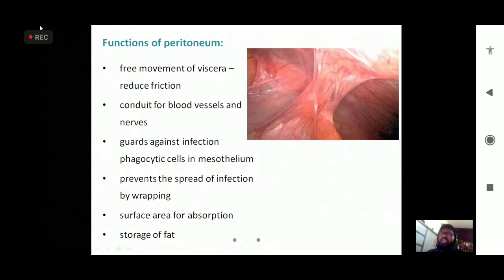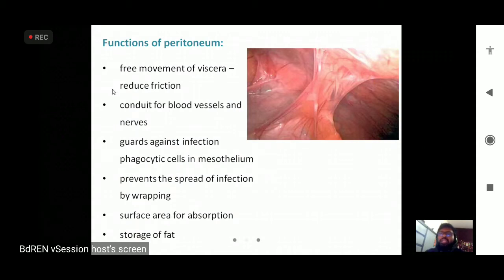Similarly, if the fluid between the two layers of the peritoneum is reduced or somehow fibrosed, if fibrosis develops due to any reason, then the viscera can't move freely and we feel pain, we feel problems, right? So as long as there is free movement due to the presence of an adequate amount of fluid, not too much, not too little, between the parietal and visceral layers of the peritoneum, everything moves freely.